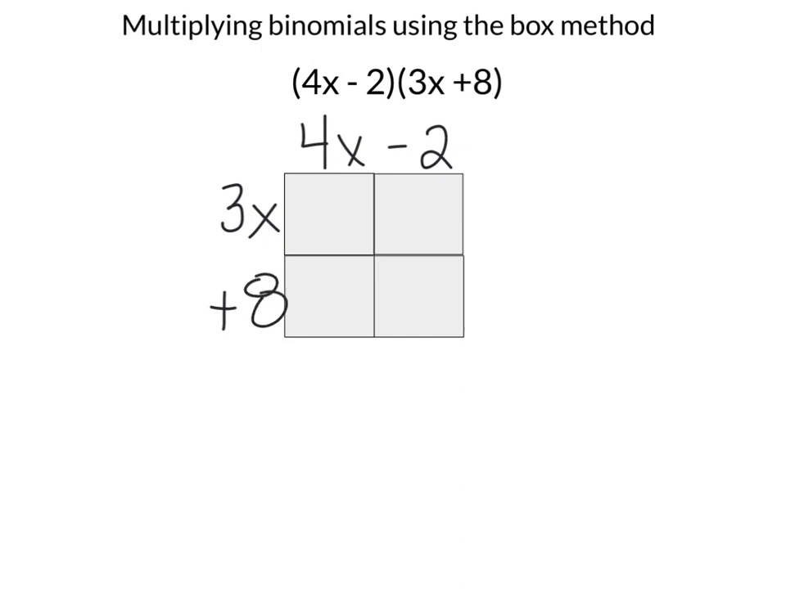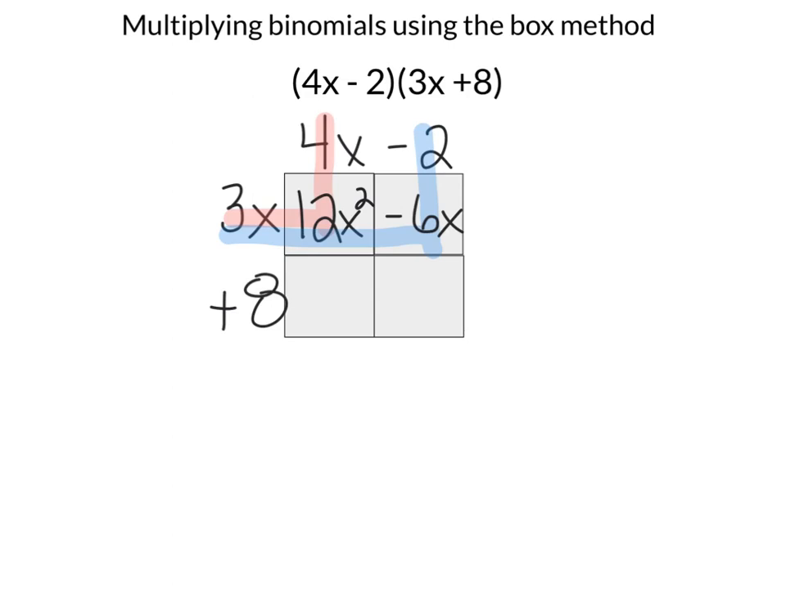All right, so we are going to multiply each row and each column together, and I'm going to start in the top left corner. So here I'm going to multiply my 4x times my 3x. 3x times 4x is going to give me 12x squared. The coefficients 3 times 4 is 12, and then x times x is x squared. After I fill that in, I'm going to move over to the right. Here I'm going to be multiplying 3x times negative 2. That's going to give me a negative 6x.